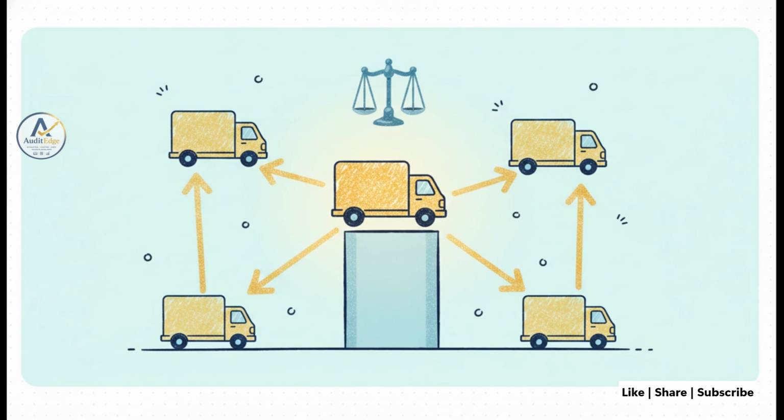The cost model is super simple. You just carry the asset at its original cost minus accumulated depreciation and any impairment losses. Alternatively, the revaluation model allows you to carry the asset at its fair value minus subsequent depreciation.